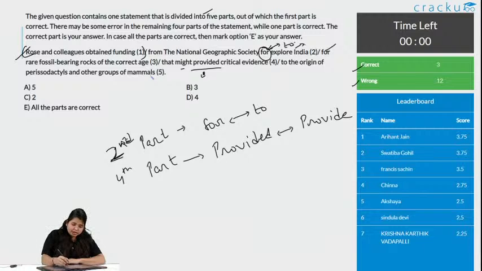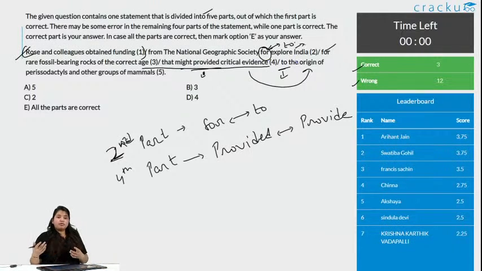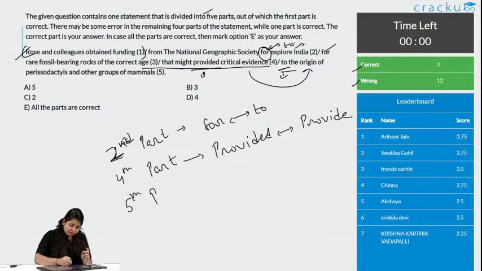So, what should it be? It should be not to, but of the, as this is for this. So, it should be critical evidences of, what do they find the evidences of what? Of the origin of. So, the answer to your of is this. So, here in the fifth part you should replace to the with of the. So, we got 3 errors in the second part, fourth part and fifth part.